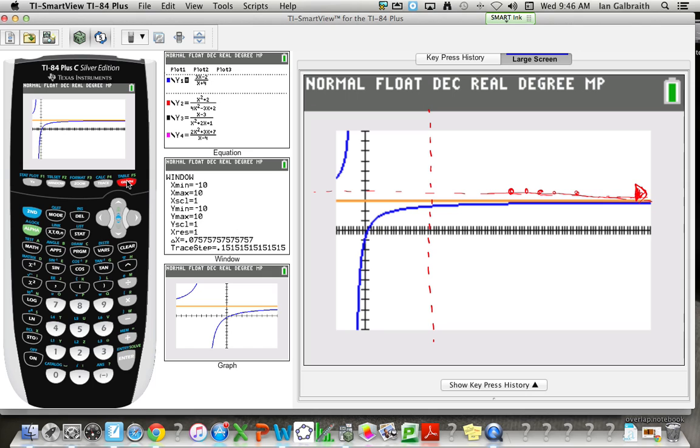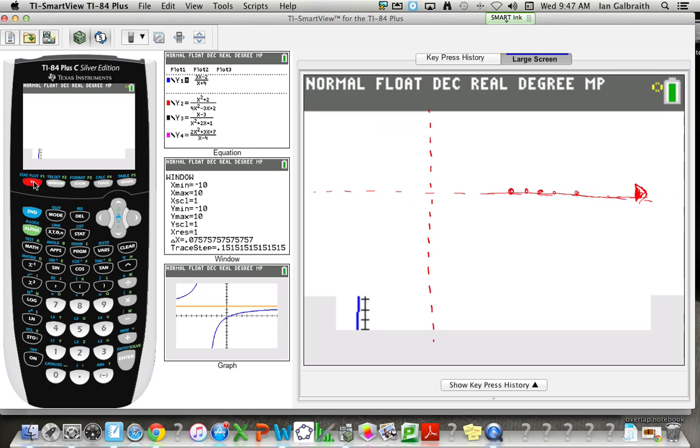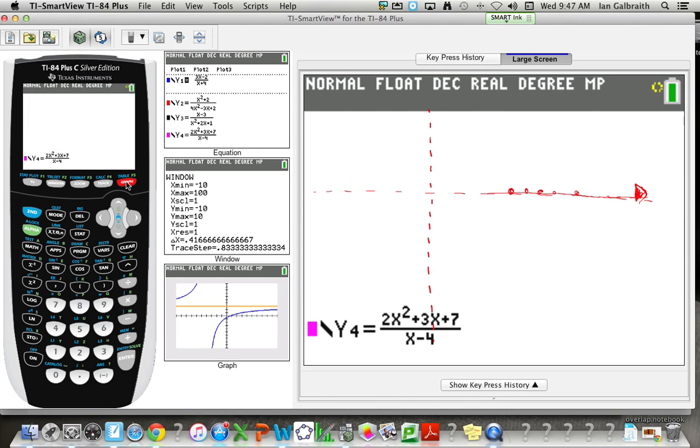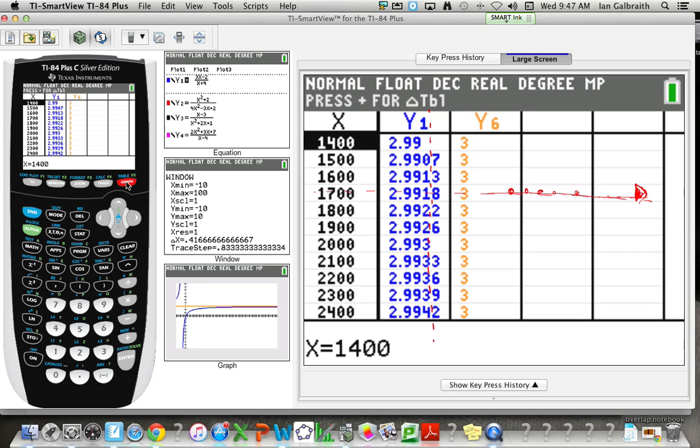So one method to find the asymptote is to put the function into the y equals menu. I've got it there in the blue. And then to go to the table and to scroll up or down for large values of x, or large negative values of x, until you get a number that seems to repeat. And in this case, it would be 3. So that's one method for finding asymptotes.